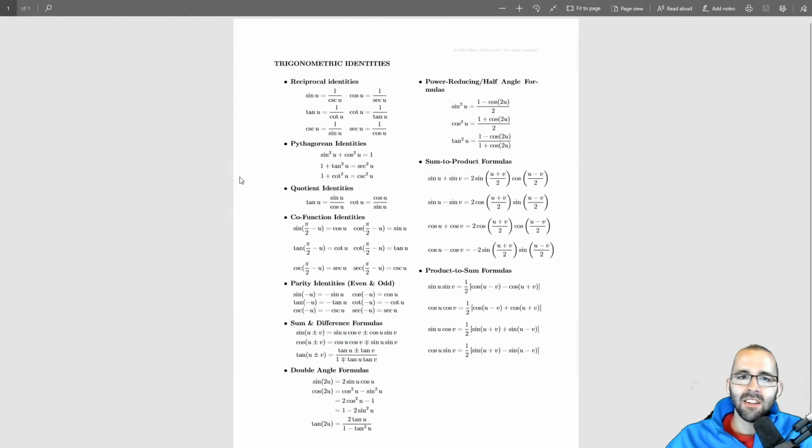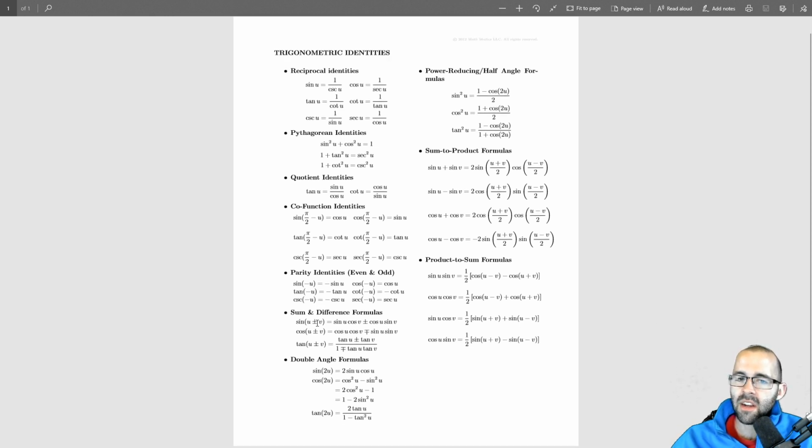If you go back to this identity sheet, we did the first 5 parts in 9.1. Today, we're going to spend the whole day on just the sum and difference formulas, and all the things that you can do with these sum and difference formulas.